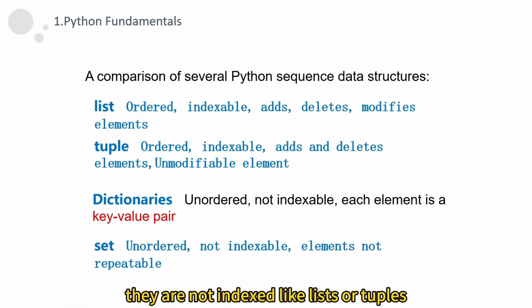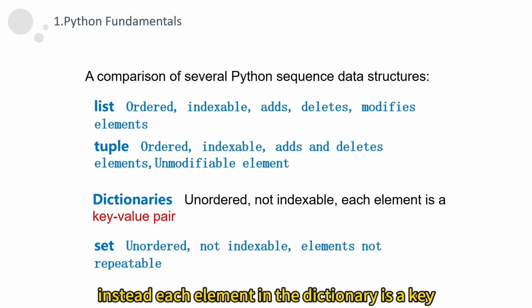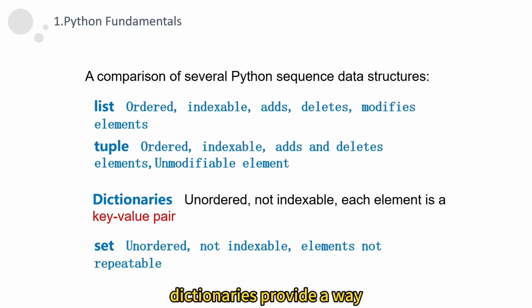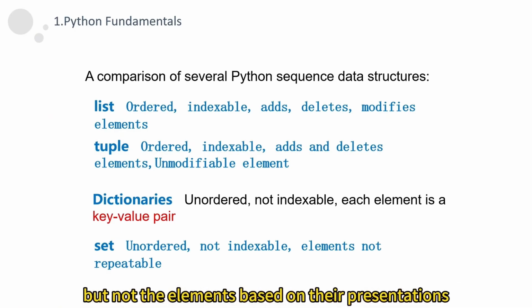Dictionaries are unordered, meaning the elements are not stored in a specific order. They are not indexed like lists or tuples. Instead, each element in the dictionary is a key value pair. Dictionaries provide a way to associate values with keys. You can access the values of specific keys, but not the elements based on their positions.